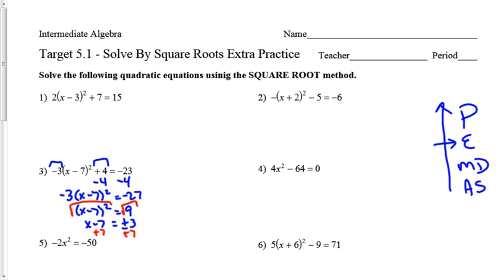And this is where people usually struggle doing this. This is positive 3 plus 7. It's also -3 plus 7. It's 2 different ones. So I get 10 and 4 as answers.